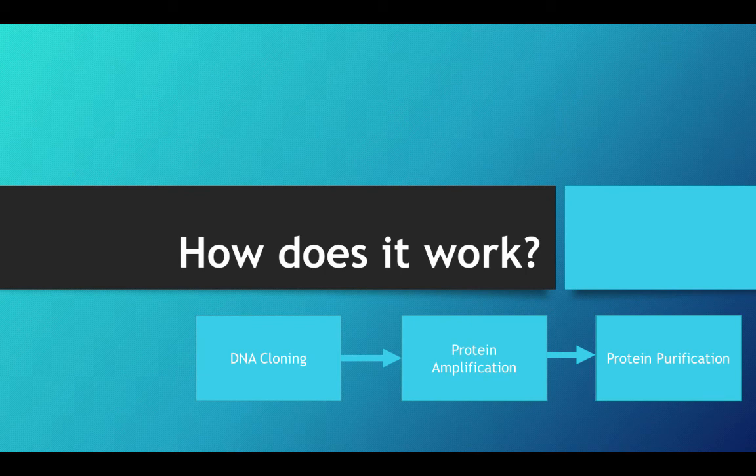I will be covering how does recombinant protein work and the current applications of recombinant proteins in medicine. So how does it work? Producing recombinant proteins involves DNA cloning, protein amplification and protein purification. The polymerase chain reaction can also be used.